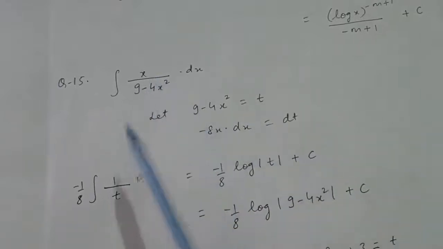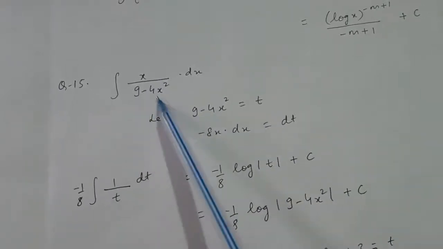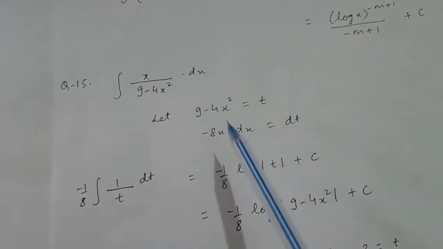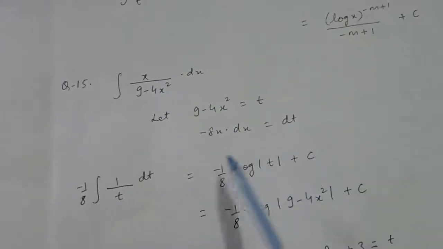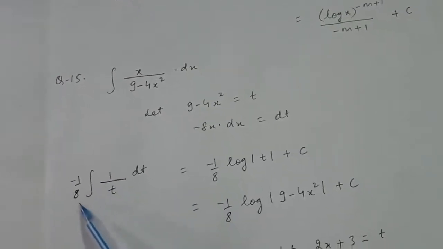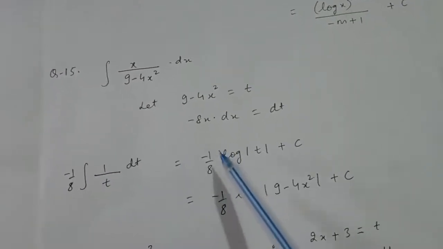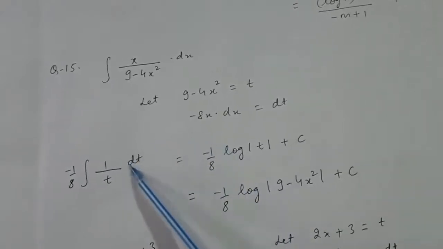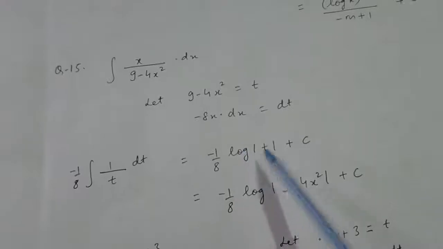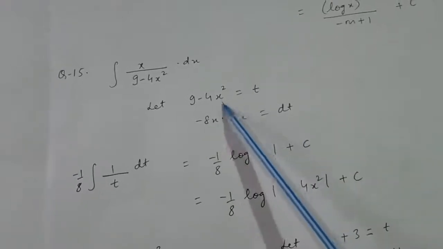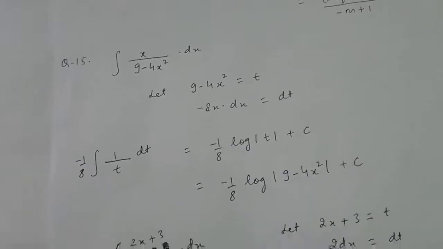Now this integral becomes, in place of 9 minus 4x square t and in place of x dx minus 1 by 8 dt. So minus 1 by 8 taken outside the integral, right? Now this is equal to minus 1 by 8 into integral of 1 by t is log mod t plus c. In place of t, again put this value. So you will get the answer.